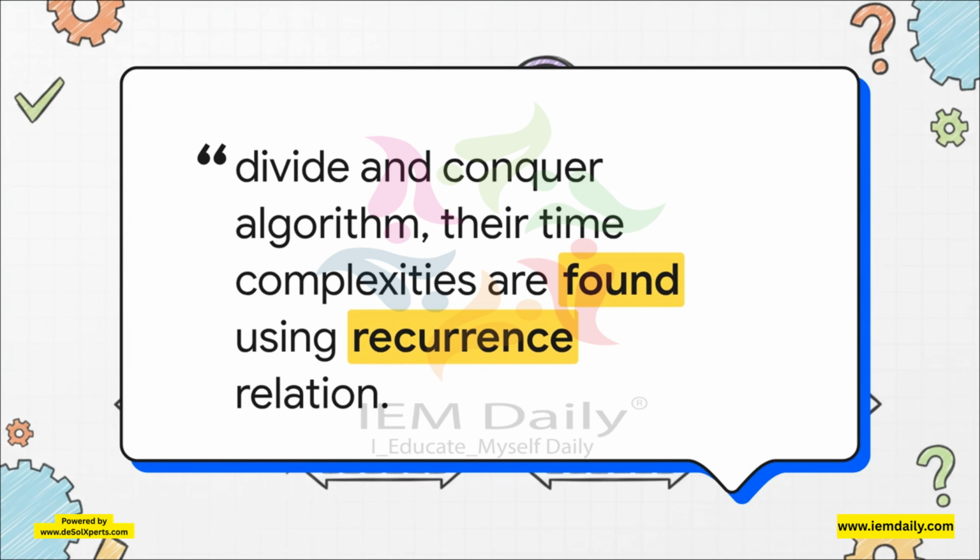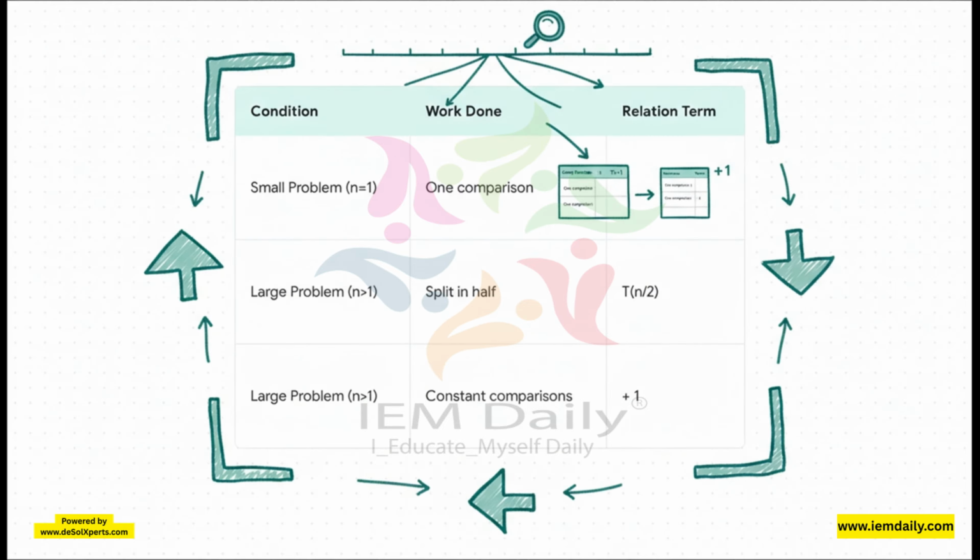Now, to measure the speed of an algorithm that calls itself, we need a special kind of equation called a recurrence relation. Don't let the name scare you. All it is, is an equation that says, hey, the time it takes to solve this big problem is directly related to the time it takes to solve a smaller piece of itself. And that is exactly what our binary search does. Let's build this relation together, step by step.